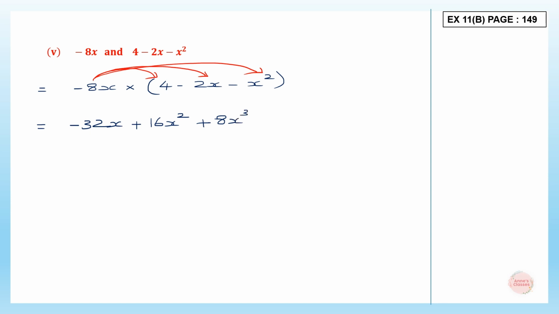So what is the final answer? Minus 32x plus 16x square plus 8x cube. So now we can do it directly. Since we have understood how to do this, we can do it directly like this and get to this answer.